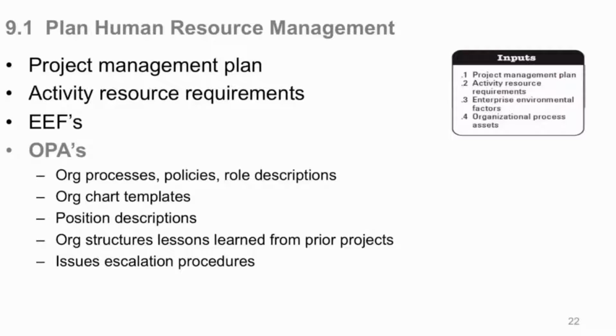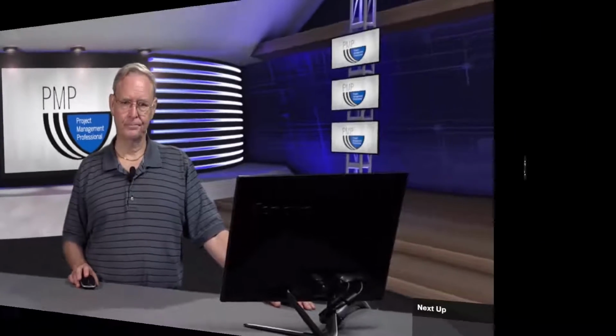Org structure lessons learned. There may be better ways of doing an org chart than others for your particular project. So you need to look at past projects. What did they do? Can that help you? And issues escalation procedures. Certainly you're going to have issues like anybody else with human resources. So how do you handle those if you're not able to resolve them yourself with your escalation procedures? So these are all inputs to creating your plan. In a minute we're going to talk about the tools and techniques that are available to you as best practice by PMBOK to actually create your plan.